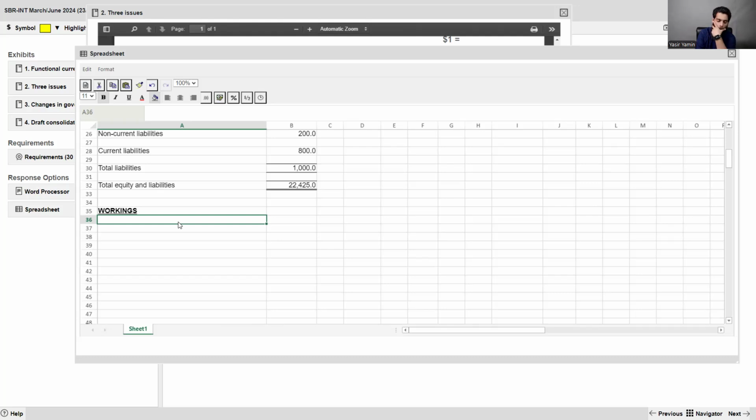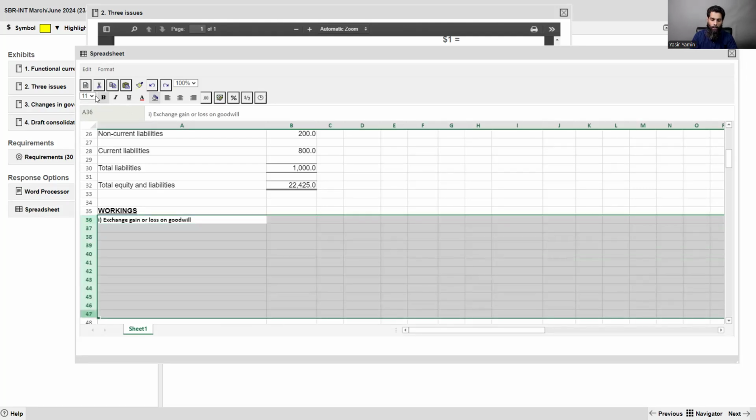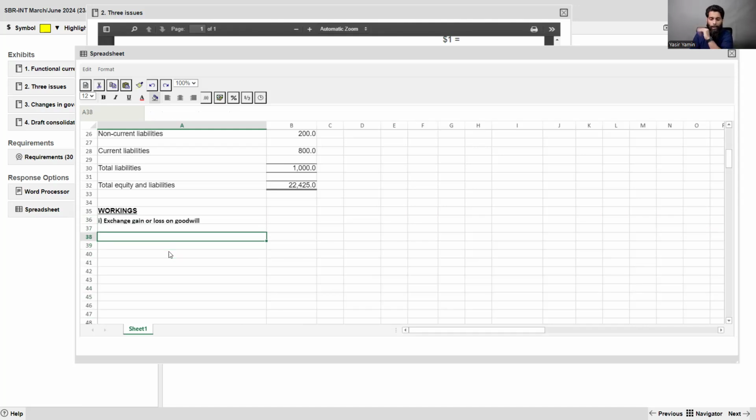Guys, let me know. Come on. What were the two workings that we used to do? Number one was exchange gain or loss on goodwill. Make sense? Number one working was exchange gain or loss on goodwill. And the other working was exchange gain or loss on net assets. Remember? So we'll start with our first working, which is exchange gain or loss on goodwill.